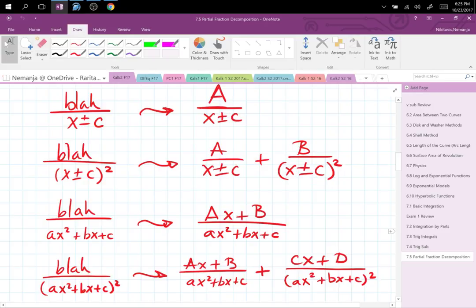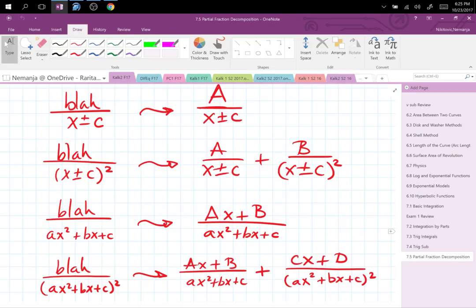Hello and welcome back to Calculus 2, section 7.5, partial fraction decomposition, part 2. Now we're going to solve more problems, take care of more cases.